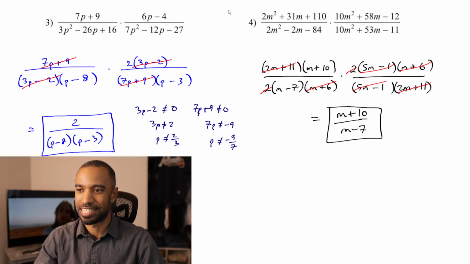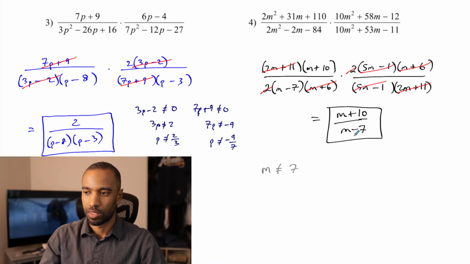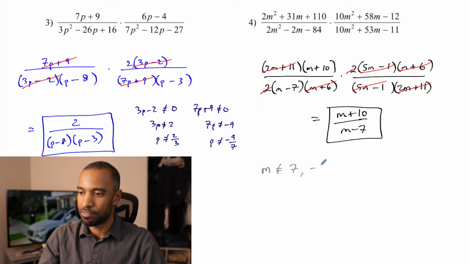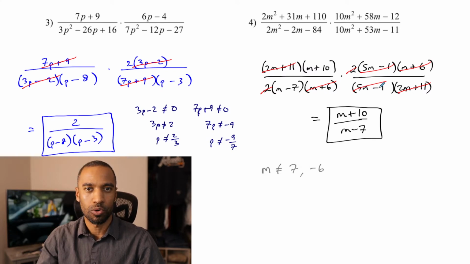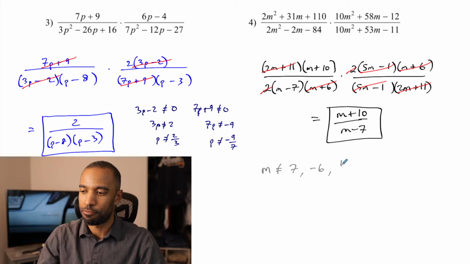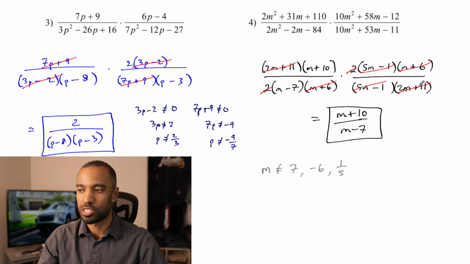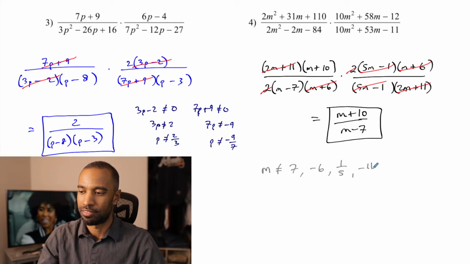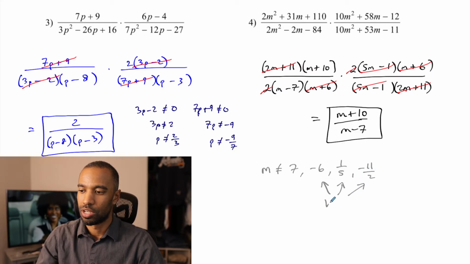Okay, what can't m equal? I'm glad you asked. M cannot equal 7. M can't equal what else? M can't equal negative 6. That would present a hole, despite that canceled. If 5m minus 1 equaled 0, m couldn't equal 1/5. Add the 1, divide by 5. If 2m plus 11 equaled 0, subtract 11, divide by 2. M couldn't equal negative 11 halves. These ones would present us with those holes.